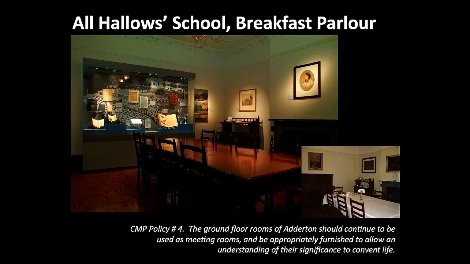All right, so these ones now are a bit more detailed examples. This was the ground floor front room, one of the very first ones that you walk into. Originally it was one of the classrooms for All Hallows School. The little inset picture at the bottom is what it looked like before we did the exhibition work, and the big one's obviously what it looks like now. The conservation policy said that we had to retain these rooms on the ground floor as large meeting spaces.